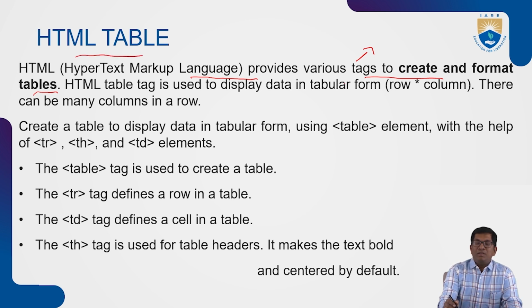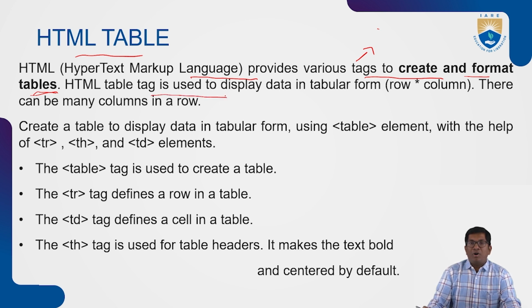Hypertext markup language provides various tags to create and format tables. What is the use of HTML tags? HTML tags are used to define the structure and content of the HTML document. The HTML tag tells the browser what data to render of an HTML document. So the table tag is used to display data in tabular form that contains rows and columns. There can be many columns in a row.